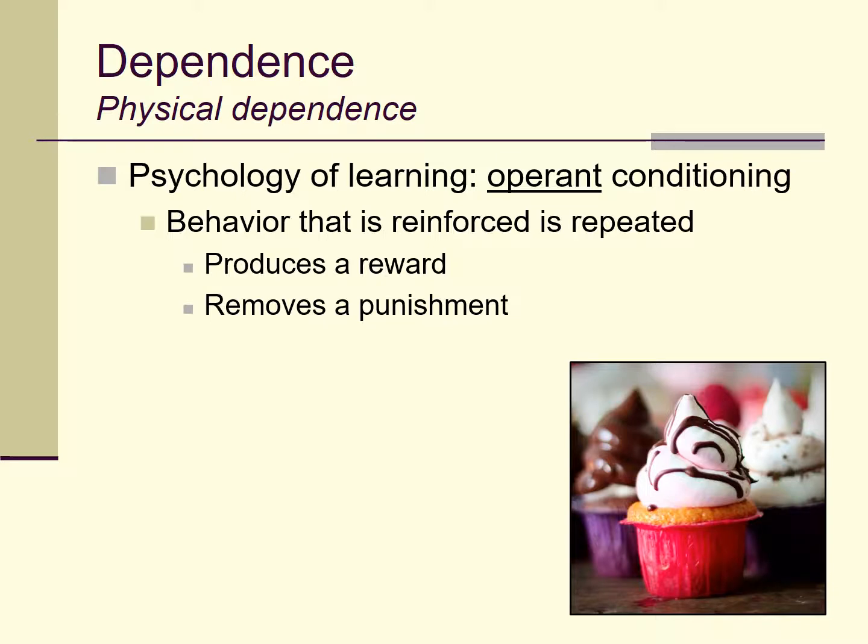Also, if a behavior removes a punishment, that behavior will continue. So those are respectively positive reinforcement and negative reinforcement. But the idea is anytime an animal or a human engages in a behavior that either gives them a reward or removes a punishment, it's likely that that behavior will continue over time. And that behavior can be something like, every day at 4 o'clock, you walk by a coffee shop and you see that they have cupcakes and you like cupcakes and you eat a cupcake and it tastes delicious and it feels good in your stomach, and so that's a reward, and it's likely that you'll repeat that behavior over time.